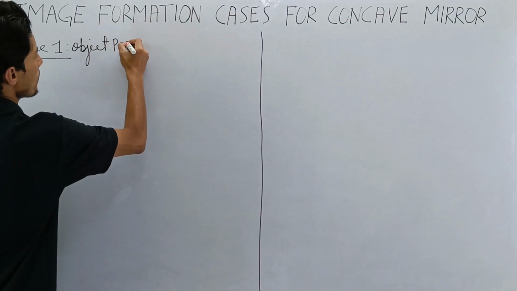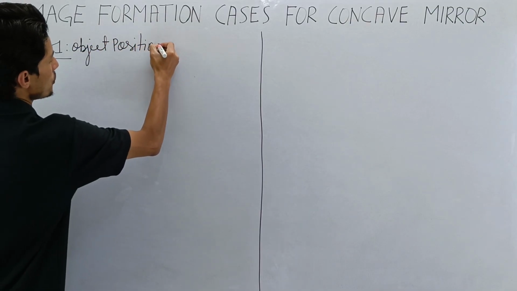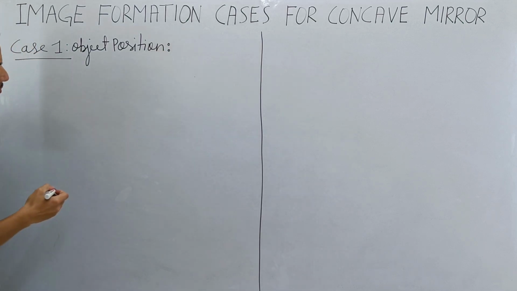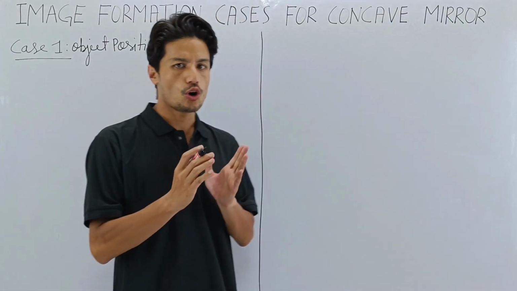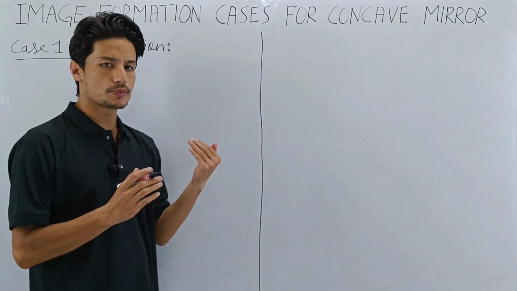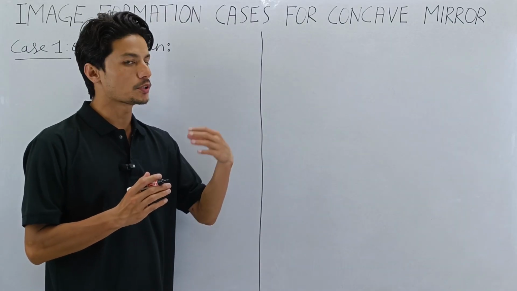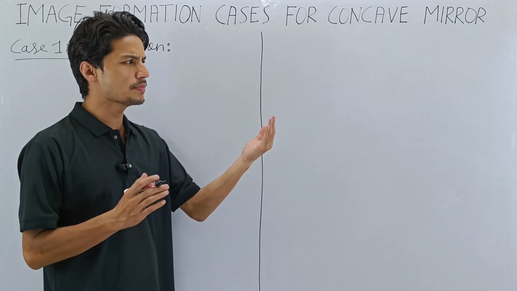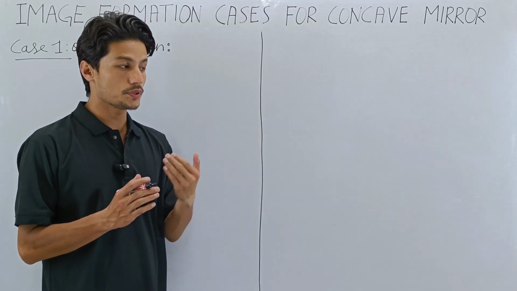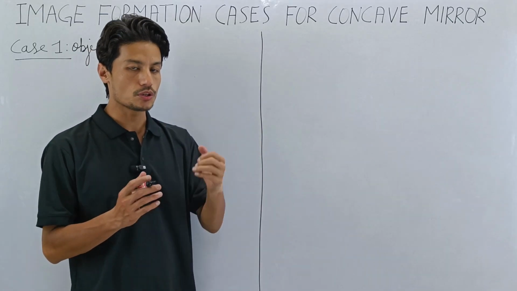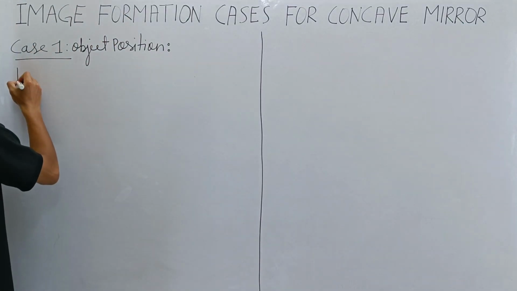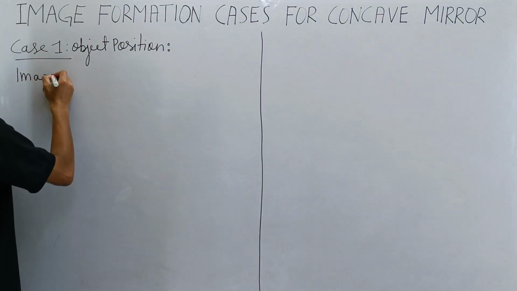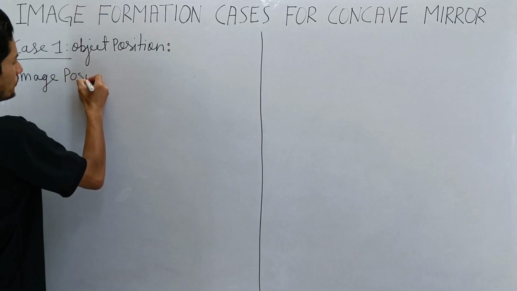Object position. What do you mean by object position? My dear students, object position means where the object is kept. So object position simply means the position of the object with respect to the mirror. That is called object position. Then we'll be writing the image position also.